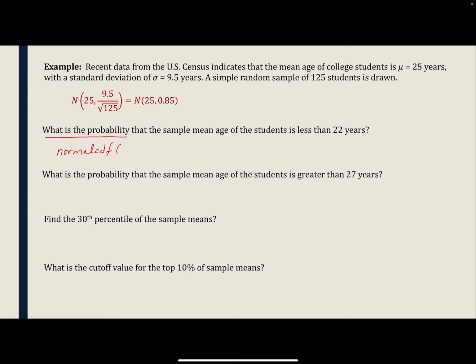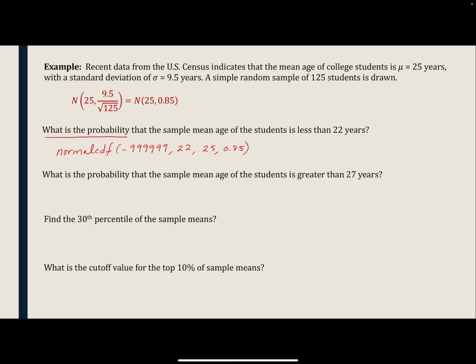This is asking for the probability that the sample mean age of students is less than 22. So if we take a sample of 125 students, what is the probability that we will get a mean that is less than 22 years of age? So we're going to go from negative infinity as our lower bound to 22 as the upper bound, and then use the mean and standard deviation that we found for the sampling distribution.